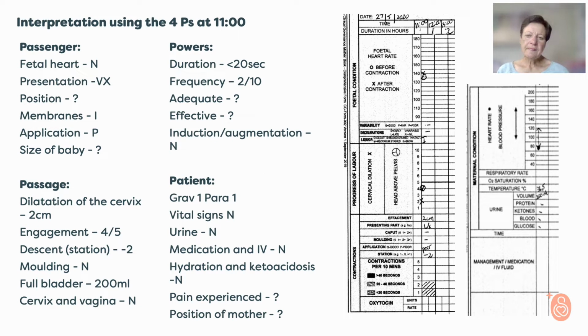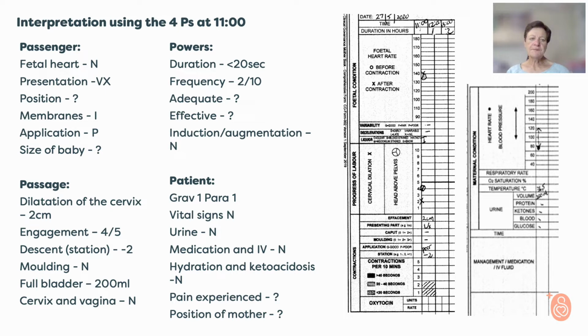So here, unfortunately, and I apologize for it, there's a lot of information on the slide, so it's not always very clear. I hope that you will at least be able to see what has been recorded on the partograph. So what we have done is we've taken all the observations that have been done here at 11 o'clock on this side of the partograph and also on the maternal side of the partograph. And then we're going to come to our conclusions. So here you will see we have made the observations regarding the passenger. We've made the observations regarding the power, passage and patient.